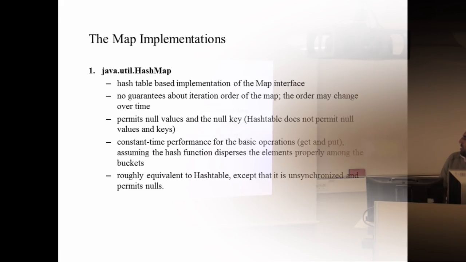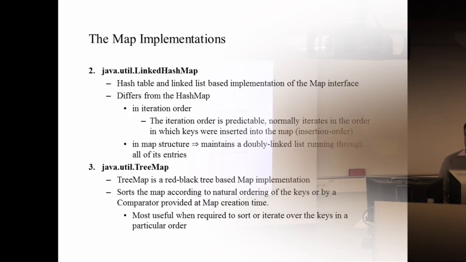The only difference is that, as we tell here, hash table doesn't allow the null values, hash map does, and hash table is synchronized, but hash map is not synchronized, but you can do it by yourself. And linked hash maps, yeah, it's both.